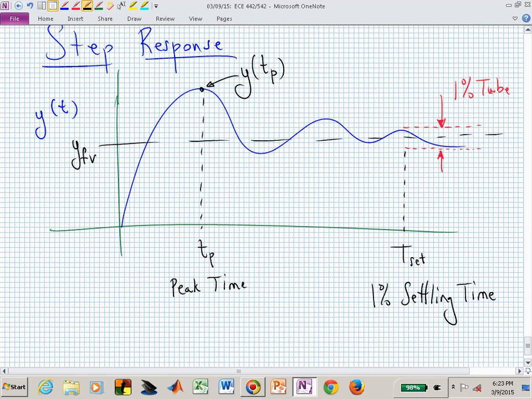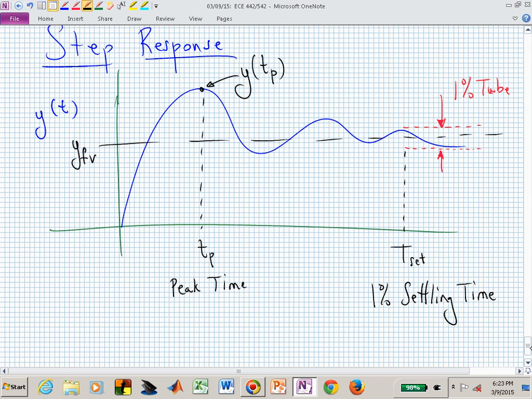We may not like how big y of t sub p is. That's our percent. That's going to influence our percent overshoot. These are all transient behaviors that we may want to shape or select, or our boss might actually want us to produce or achieve with the system that we're working with.